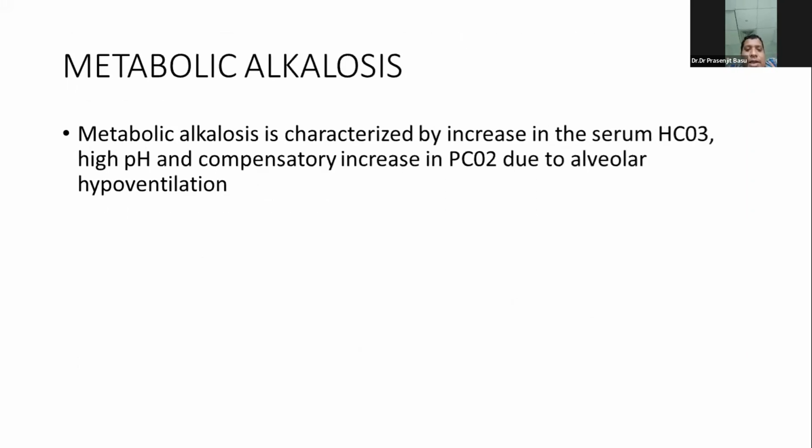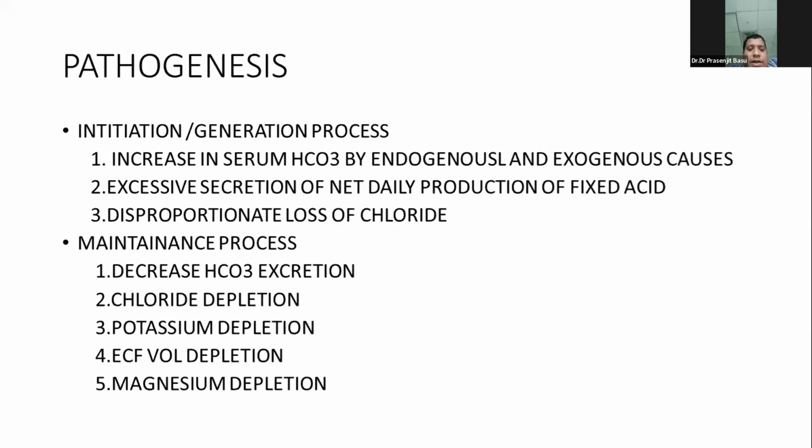Metabolic alkalosis is characterized by increase in the serum bicarbonate, high pH, and compensatory increase in PCO2 due to alveolar hypoventilation. Pathogenesis of metabolic alkalosis: initial increase in serum bicarbonate by endogenous and exogenous causes, excessive secretion of net daily production of fixed acid, disproportionate loss of chloride. Maintenance process: decreased bicarbonate excretion, chloride depletion, potassium depletion, extracellular fluid volume depletion, magnesium depletion.